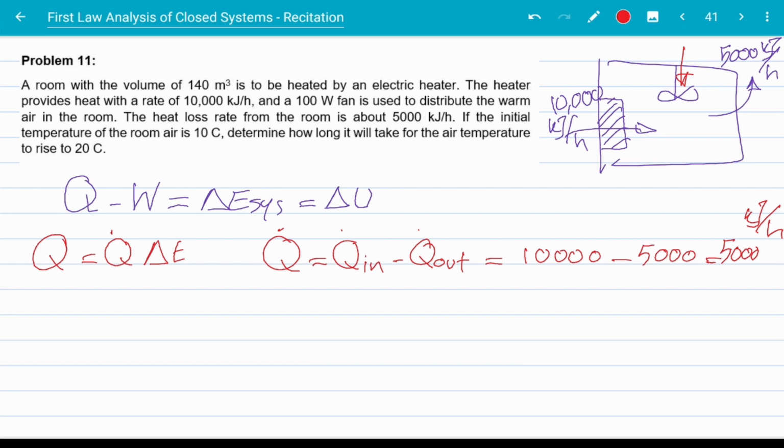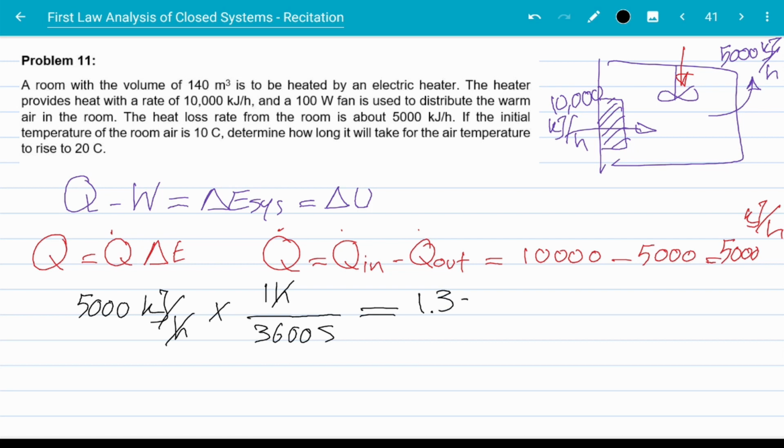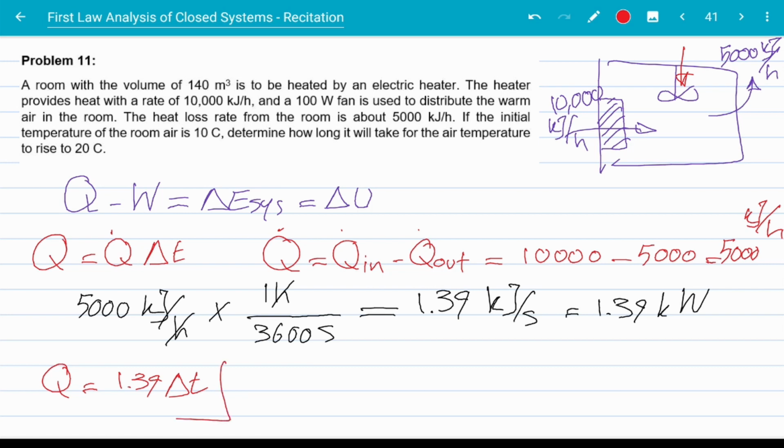Now, kilojoule per hour is not a unit that we are comfortable with. We want to change kilojoules per hour to kilojoules per second, which is kilowatts. Now, how do we do that? So 5,000 kilojoules per hour, I can multiply this by 1 hour in the numerator over 3,600 seconds in the denominator. Now the hour in the numerator will cancel the hour here, and I will be left with kilojoules over seconds. So this is 1.39 kilojoules per second, which is 1.39 kilowatts. So Q is 1.39 delta T in kilojoules.